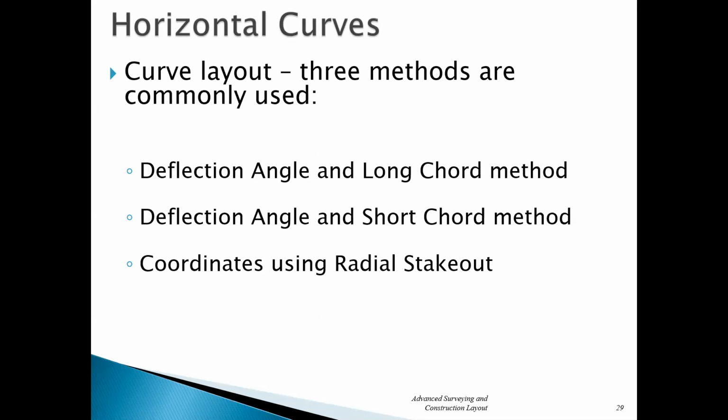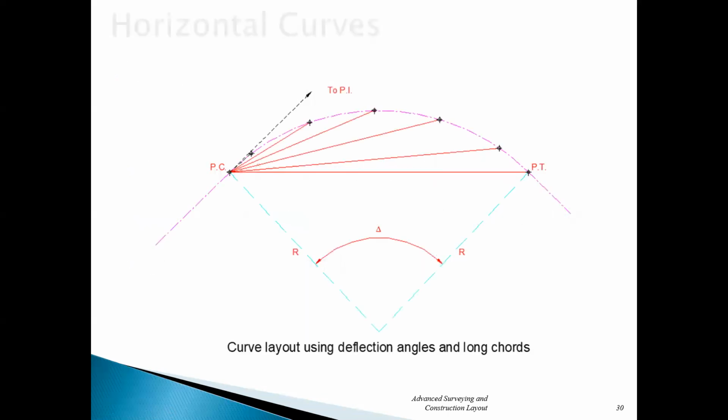A lot of people out in the field now are using coordinates and radial stakeout, or they're using coordinates that have been downloaded to, let's say, a GPS controller, and they're doing it via GPS. But actually, deflection angles and short chords and long chords can be pretty quick. So that's the method we're going to use out in the field. I'm going to show you some diagrams here. We'll run through the math. The math is really simple on this.